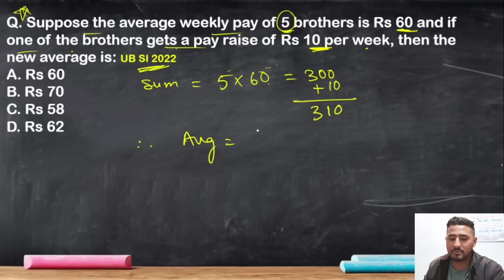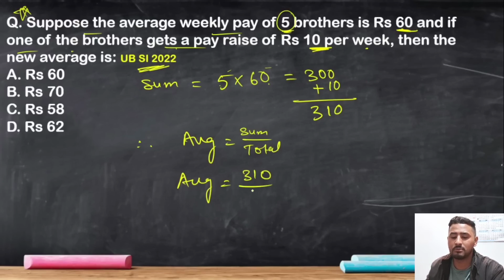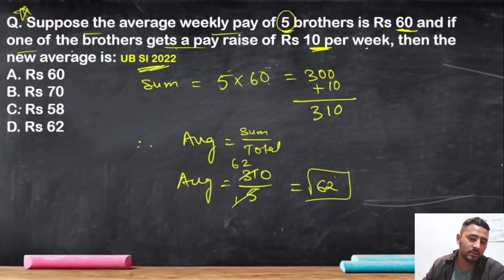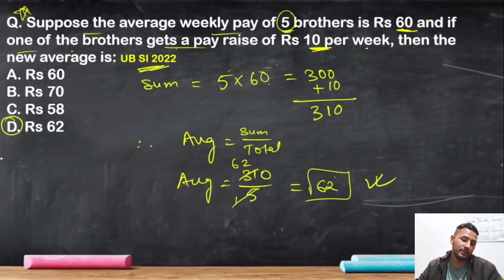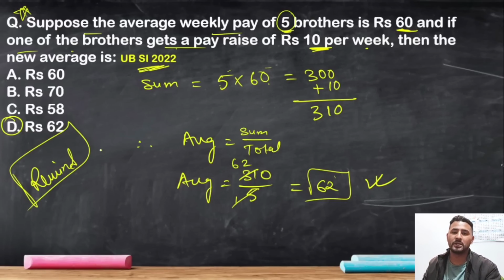So what should you do? Our sum is 310. Average is sum by total, and the total number is 5 only. You divide this, and you'll get how much? 5 ones are 5, 5 sixes are 30, 5 twos are 10. So you're getting rupees 62. Clear? Option number D will be the correct answer. I hope this is clear. Rewind and watch it again. If you are not getting it, I've already solved this one earlier while solving the question papers also.